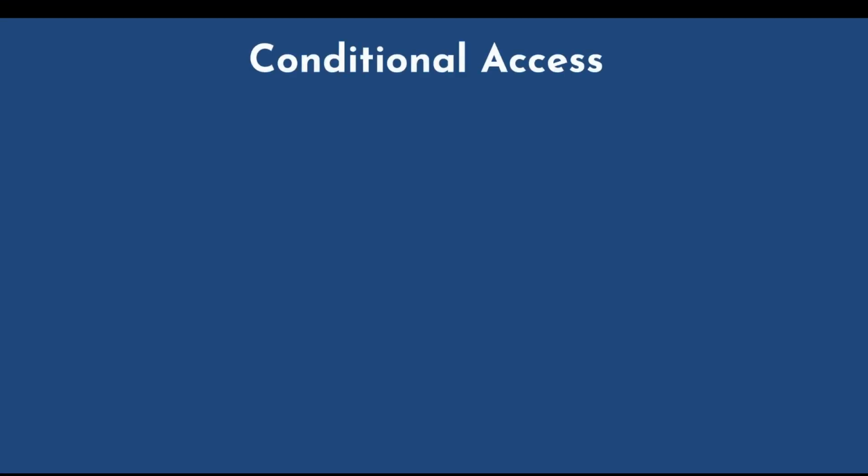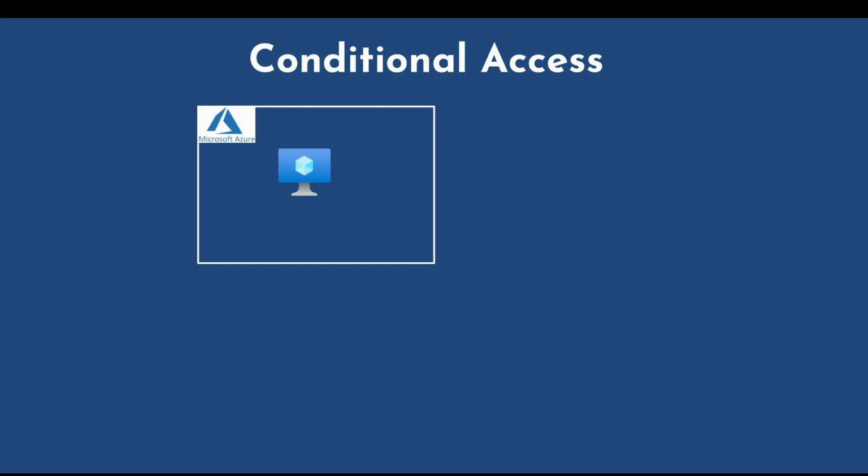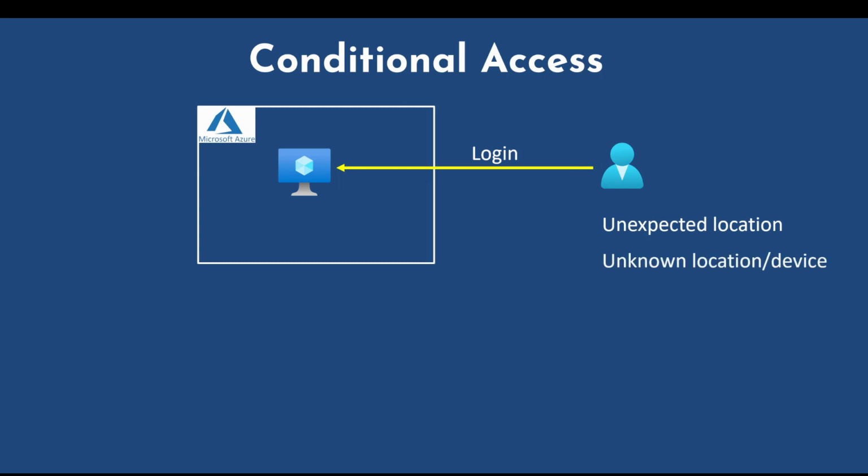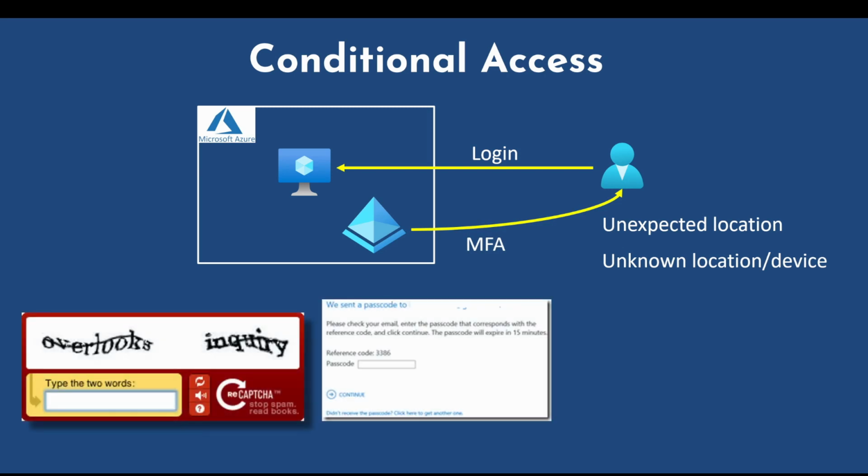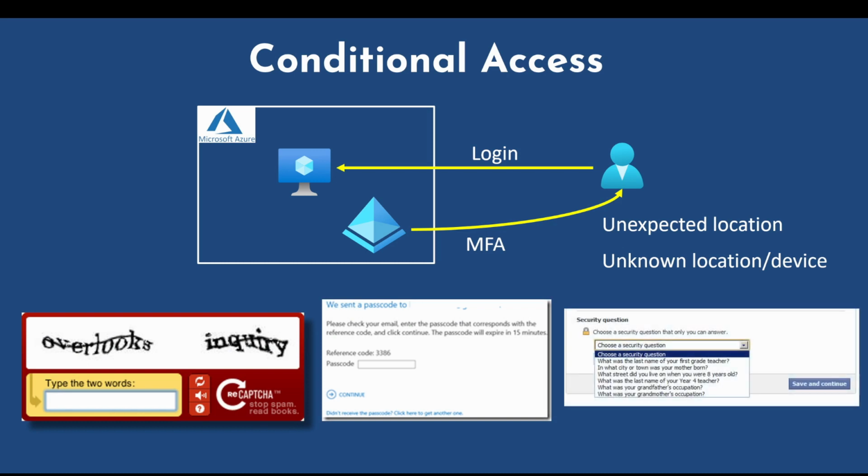Let's talk about conditional access now. You have a user trying to log into your server from either an unexpected location or an unknown location or a device. Azure Active Directory treats this as a suspicious activity and prompts the user to provide one or more authentication methods such as CAPTCHA or one-time password or even a personal identification security question. Based on the response, it will decide to either grant you full access, limited access, or deny access to the requested resource. So, this process is called conditional access.